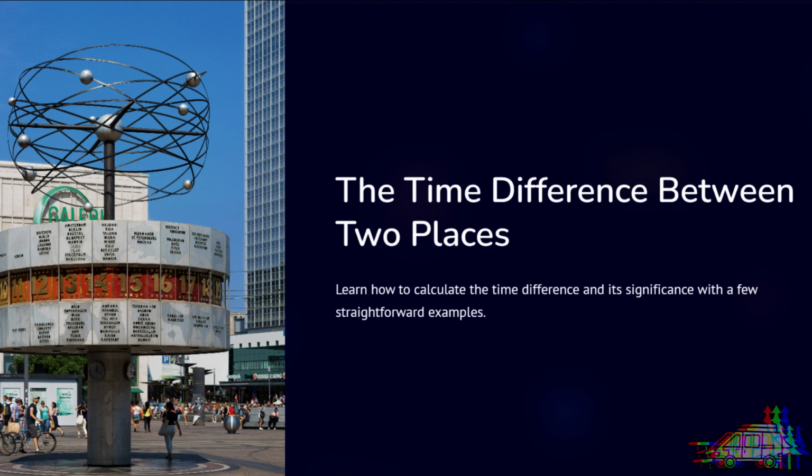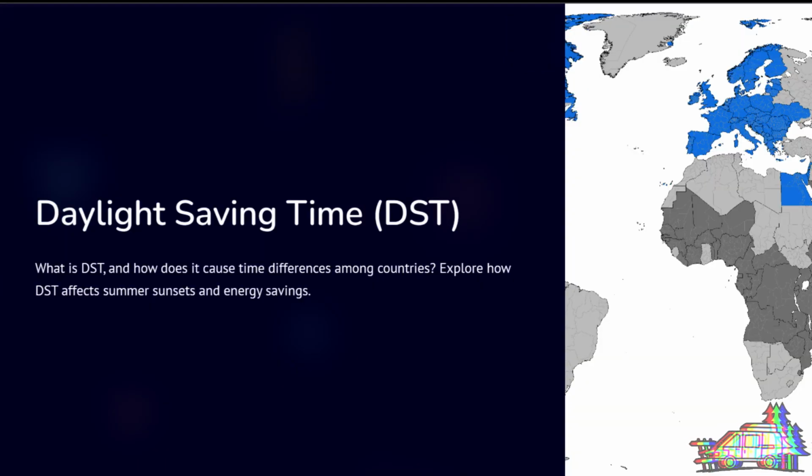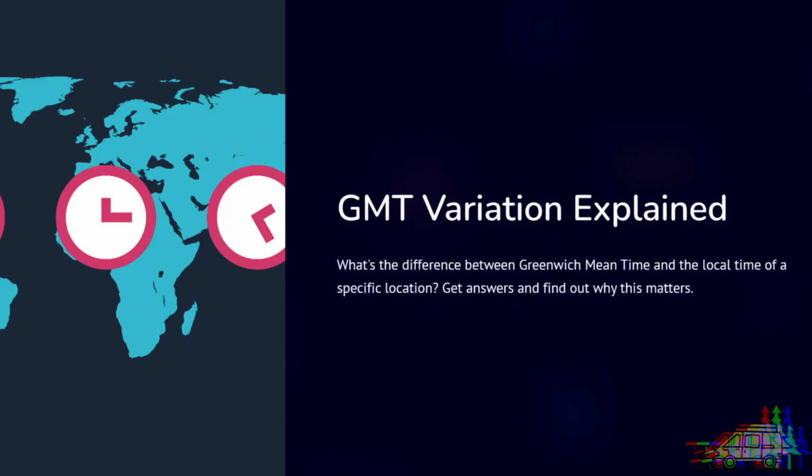The time difference between two places. Learn how to calculate the time difference and its significance with a few straightforward examples. Daylight saving time, DST. What is DST, and how does it cause time differences among countries? Explore how DST affects summer sunsets and energy savings. GMT variation explained. What's the difference between Greenwich Mean Time and the local time of a specific location? Get answers and find out why this matters.